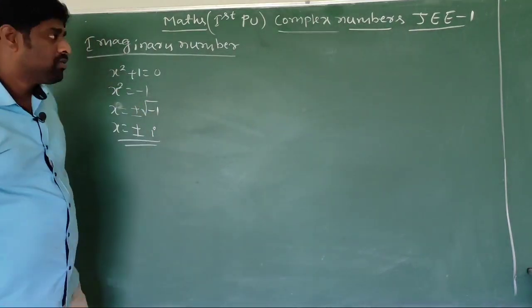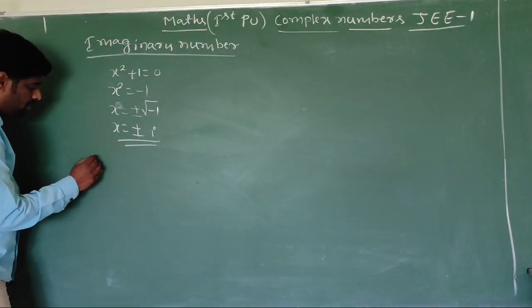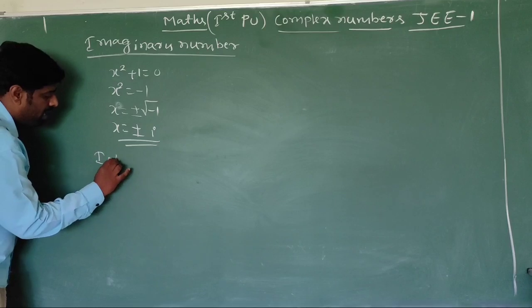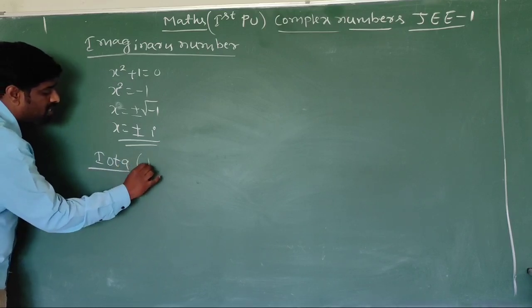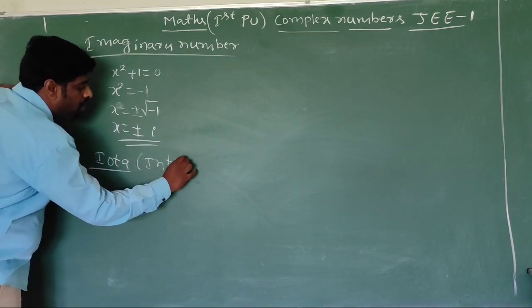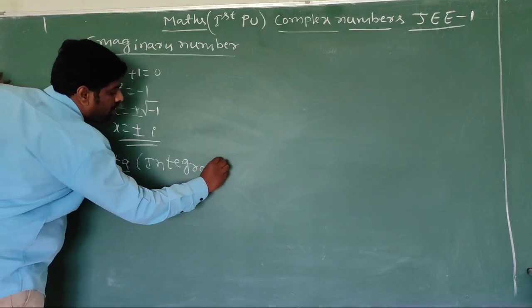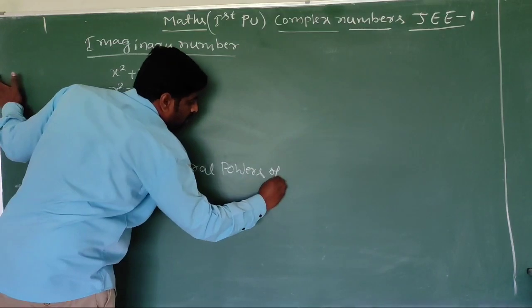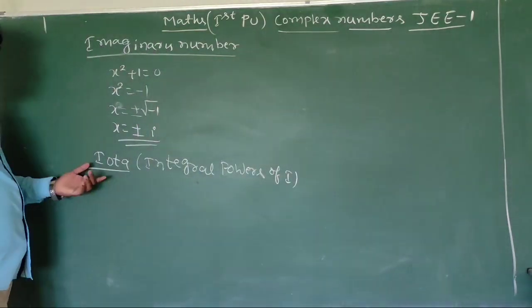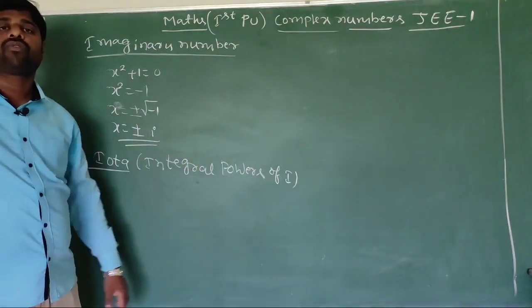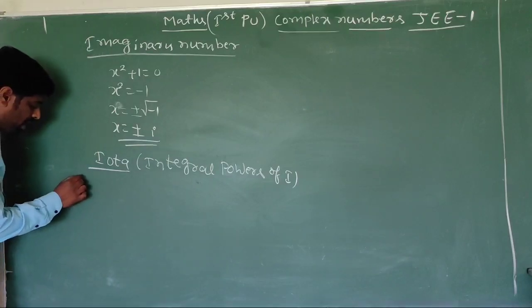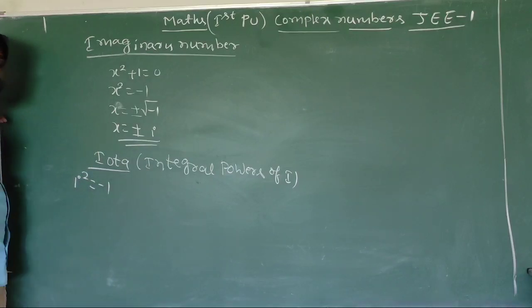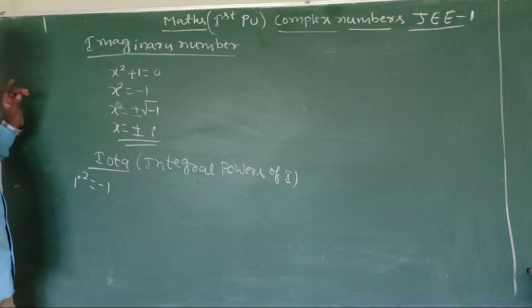Now come to iota. Iota means integral powers of i. So here, i square is equal to minus 1.